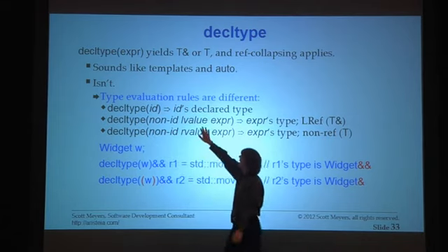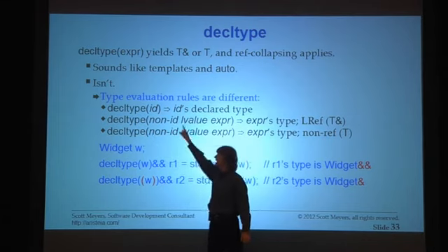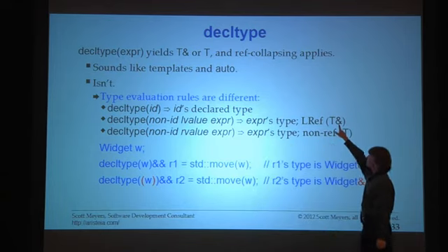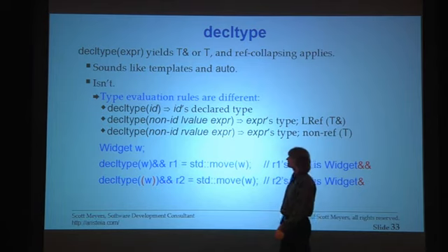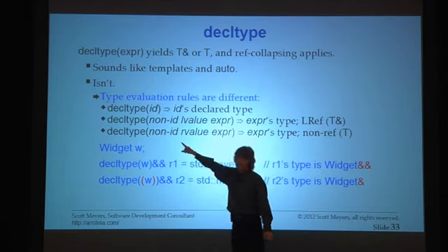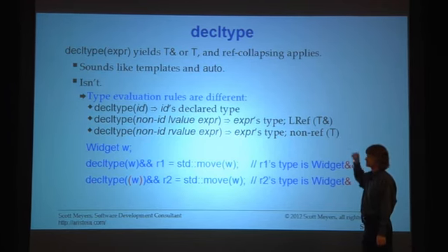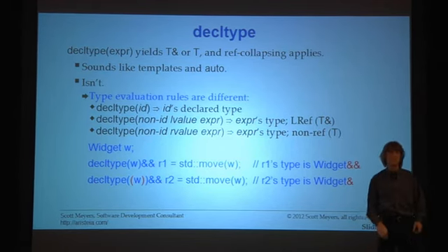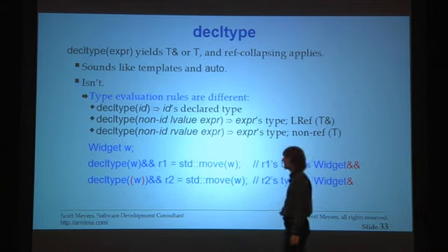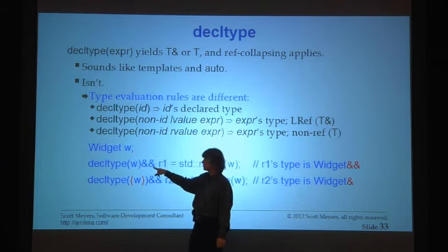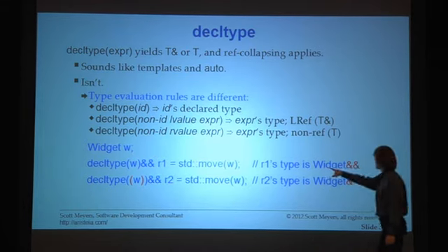Decltype of an L value expression that is not an ID, you'll get an L value reference. And decltype of an R value expression that is not an ID, you will get a non-reference, just T. And perhaps the most famous example of how this differs is if I say decltype of W, well, W is an ID. So decltype of W is just Widget, which means this becomes Widget ref ref. So the type is Widget ref ref.